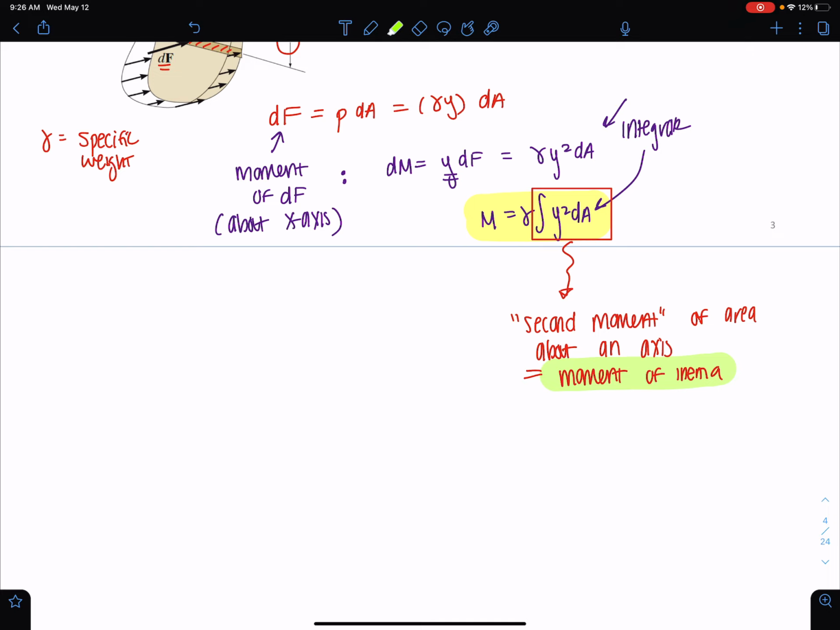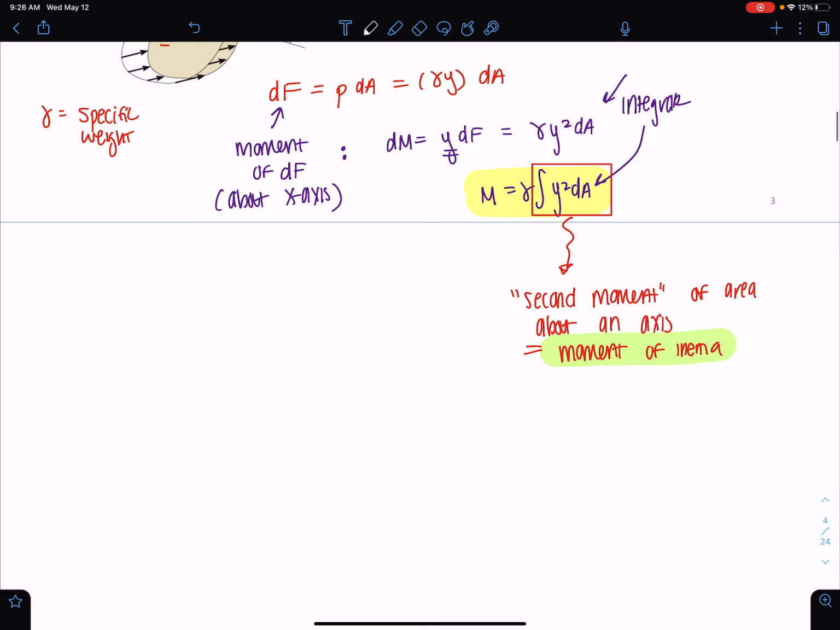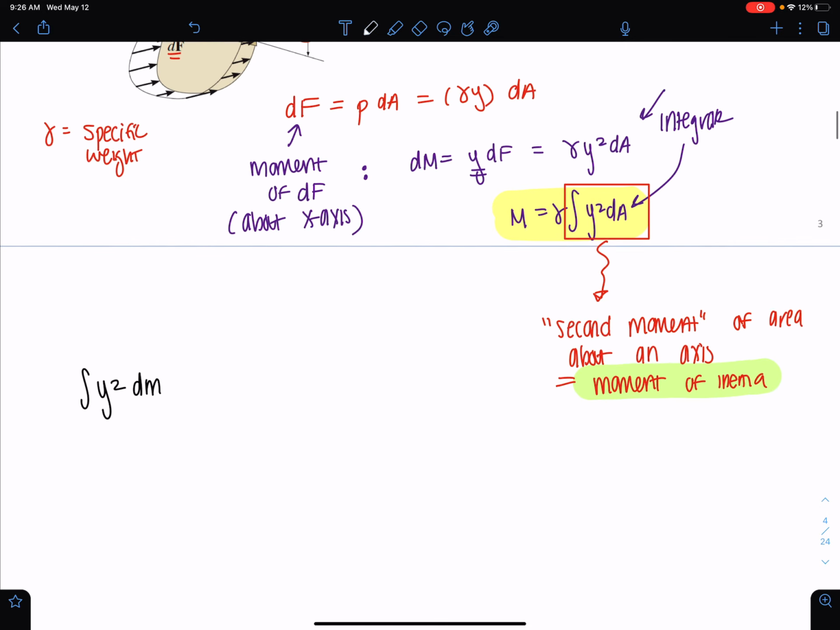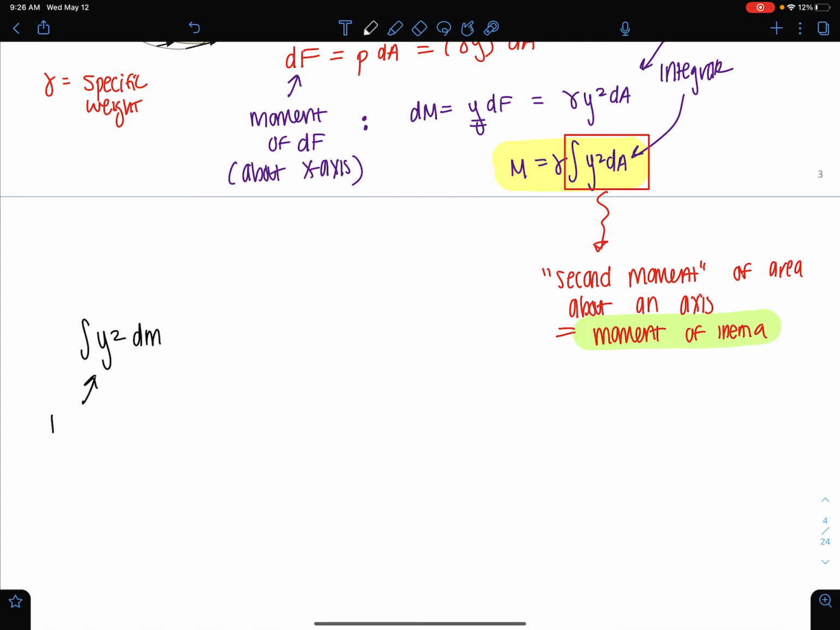Okay, so what does this word inertia mean? Why is it used? This word inertia is used because of formulations similar to mass moment of inertia, which is the integral of y squared dm. If you remember, this is mass moment of inertia. So we use a similar terminology for any type of moment of inertia. And note, for an area, this integral has no physical meaning, but it is used in fluid mechanics, mechanics of materials, structural analysis, and mechanical design to help us in different calculations.